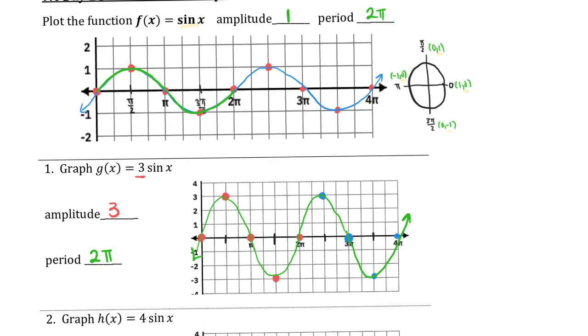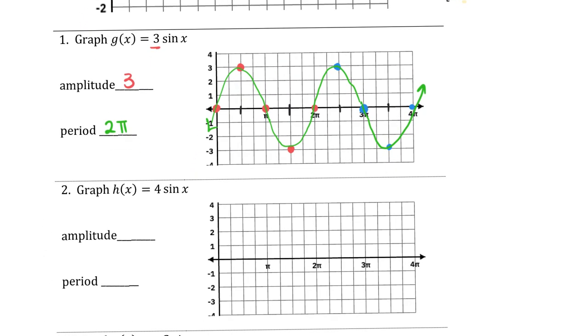Okay, let's do 4 sine x. Amplitude, 4. Period is still going to be 2 pi. It'll be 2 pi all day today. Okay, let's see if we can follow the pattern instead of using the unit circle every time. Otherwise, I can always use the unit circle. Okay, the unit circle said I went 0, up, 0, down, 0.